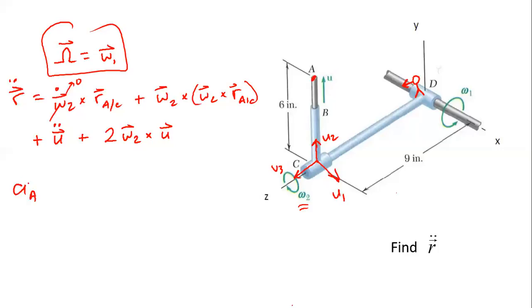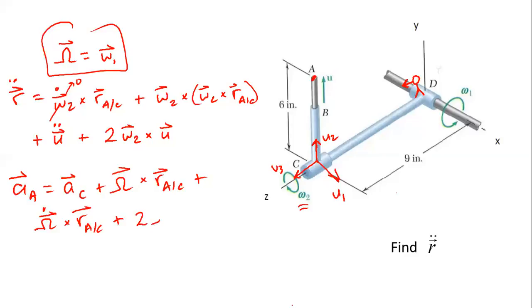If we're doing the acceleration of A, you could do this a couple different ways. How I would normally do it is the acceleration of C, plus my capital omega cross R of A with respect to C, plus a capital omega dot cross R of A with respect to C, plus a 2 omega cross our VREL term, and then plus an AREL term.